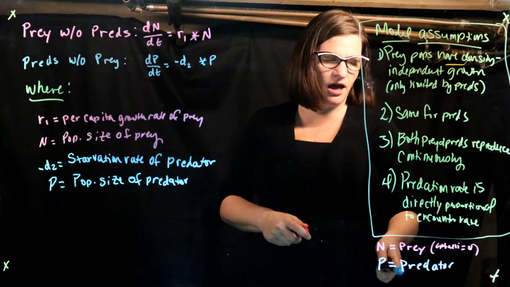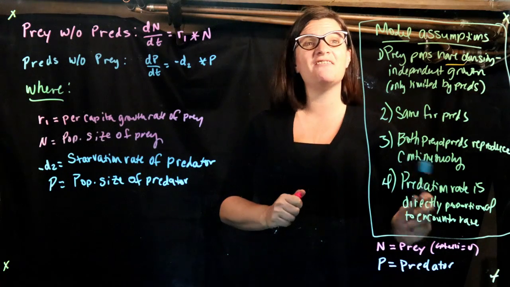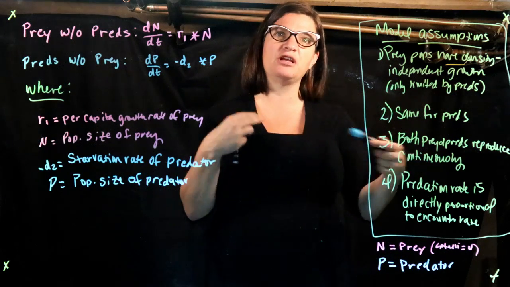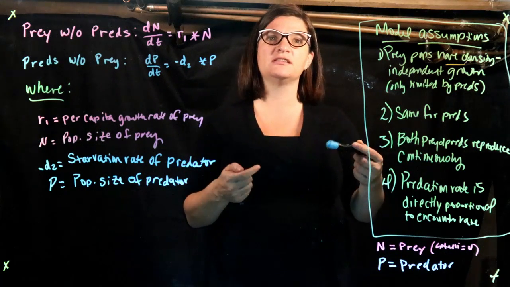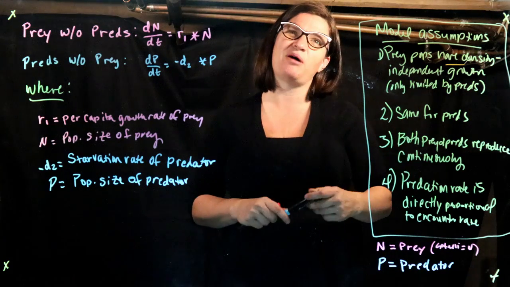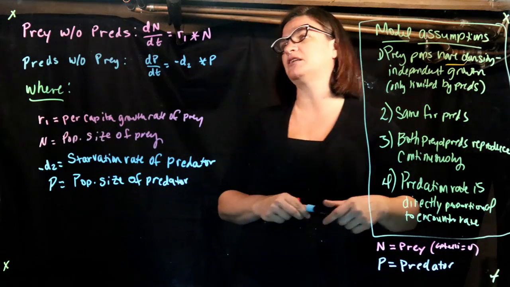Just to note, I will be using N to denote prey populations, not V. V is what Gotelli uses, so if you've been reading your book and looking at these models, they use V. But Populus uses N, so I want to be consistent with Populus. And then P is going to equal the predator populations.